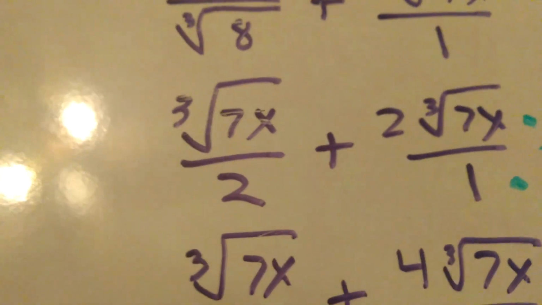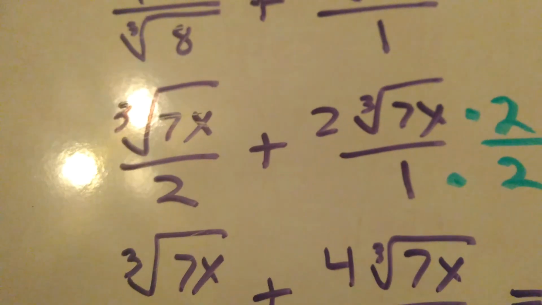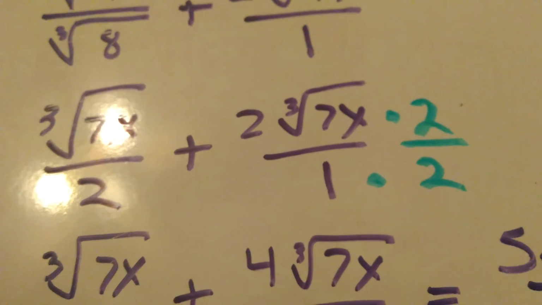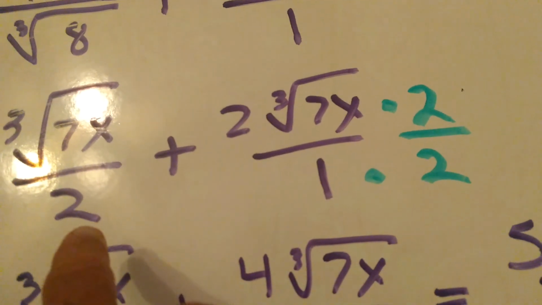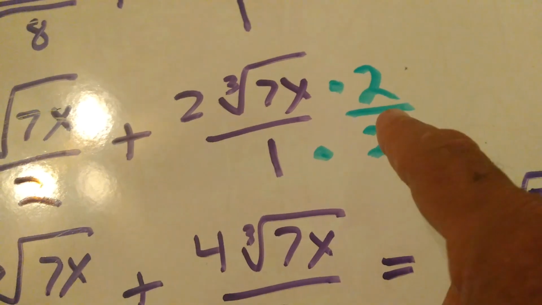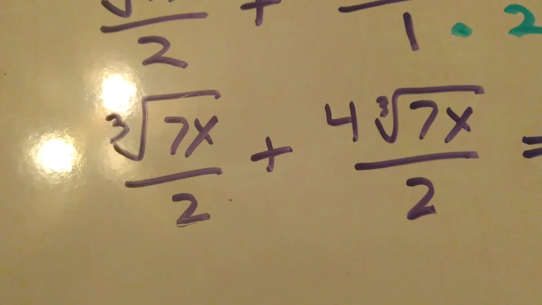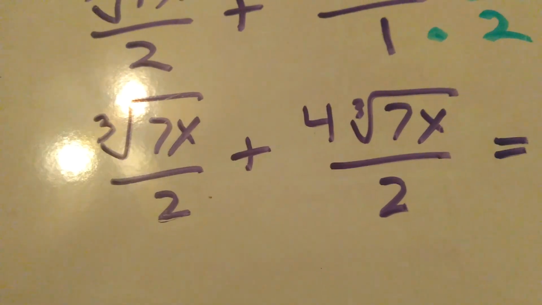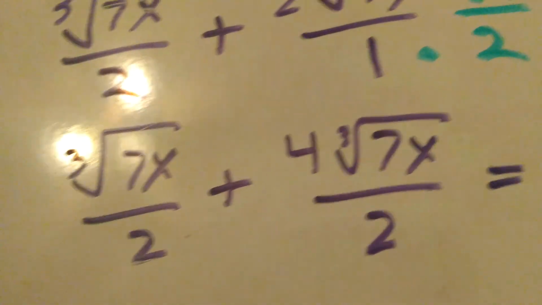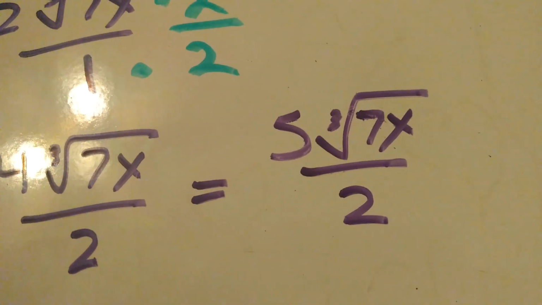The cube root of 8 is 2, so now I have cube root of 7x over 2 plus 2 cube root 7x over 1. Again, we have to find the least common denominator, which between these two is 2. So we multiply top and bottom by 2 over 2. That now gives us 1 cube root 7x over 2 plus 4 cube root of 7x over 2. We keep the 2 on the bottom, add the 4 and the 1, and we get 5 cube root 7x over 2.